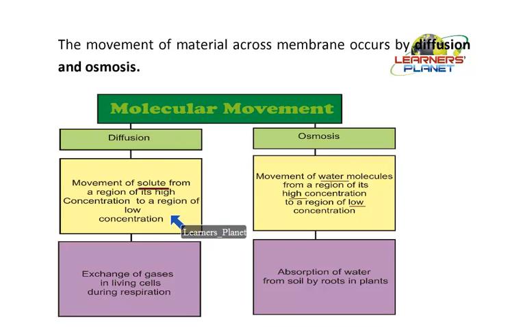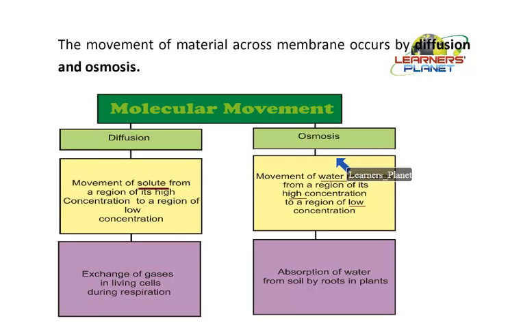Diffusion can take place in the absence of a membrane too. It does not require a specific membrane in between. As we have seen in the case of, let us say, smoke particles. Smoke can move from one region where it is concentrated to another region where the concentration is low, and no medium or membrane is required for this type of movement.